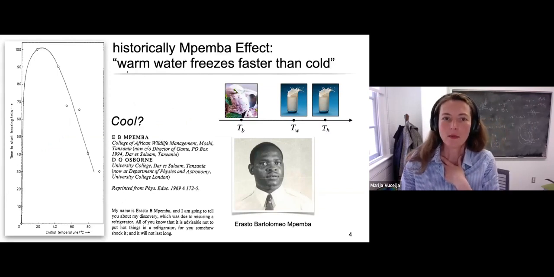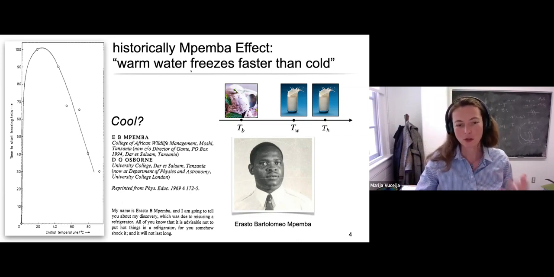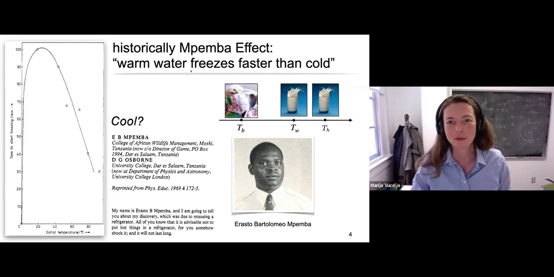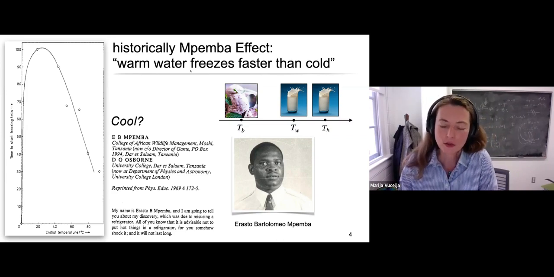So historically, the Mpemba effect was first, if you look at the literature, then you see that Aristotle wrote about it and Descartes wrote about it. But let's say in modern times, it was rediscovered by Erasto Bartolomeo Mpemba, and he was a Tanzanian student. And he was interested in making ice cream. Now, nobody can argue that making ice cream faster is a worthy research cause.